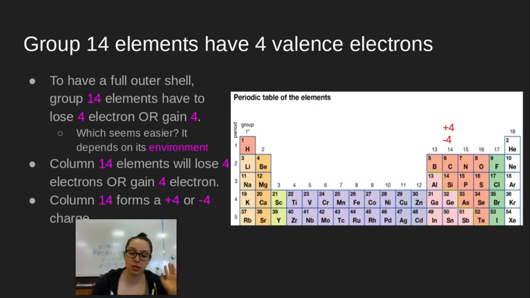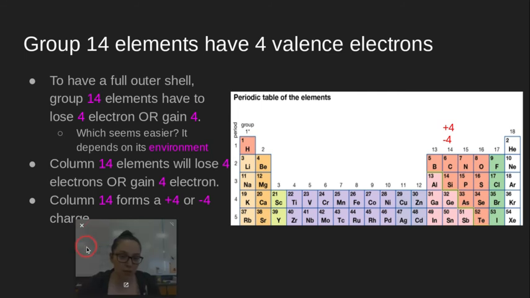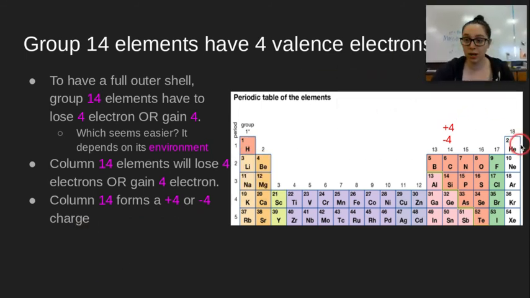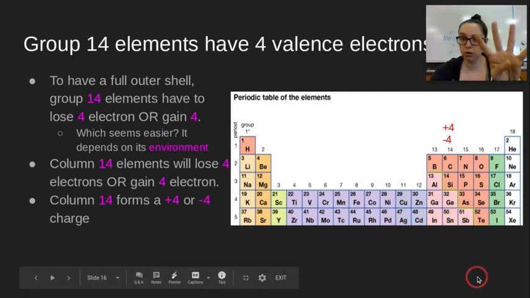Maybe it'll be easier to lose 4 because the protons are having a tough time holding on to the 4 that they already have. Or it's going to be easier to gain 4 because there's too many protons and those 4 valence electrons already are feeling that pull. It depends. So we say for the column and for the purpose of the trend that column 14 elements will lose 4 or gain 4. Column 14 forms a +4 or a -4 charge. Okay? We just need to know that it's 4, but it could be plus or minus. Depends. I know it's weird.